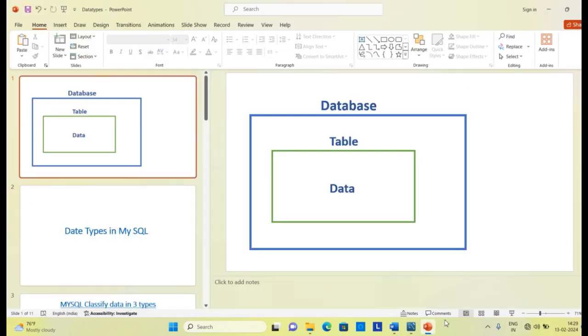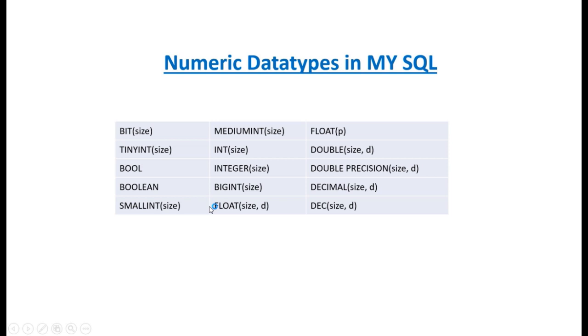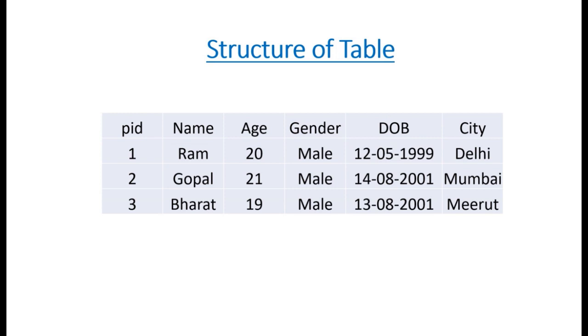When you go through any database, you can see the database looks like this in SQL. First is the database, and in the database we make tables, and in the table we store data. So how are we going to store data? First we will go through the structure of the table. This is a table named person, in which I have person ID, name, age, gender, date of birth and city.